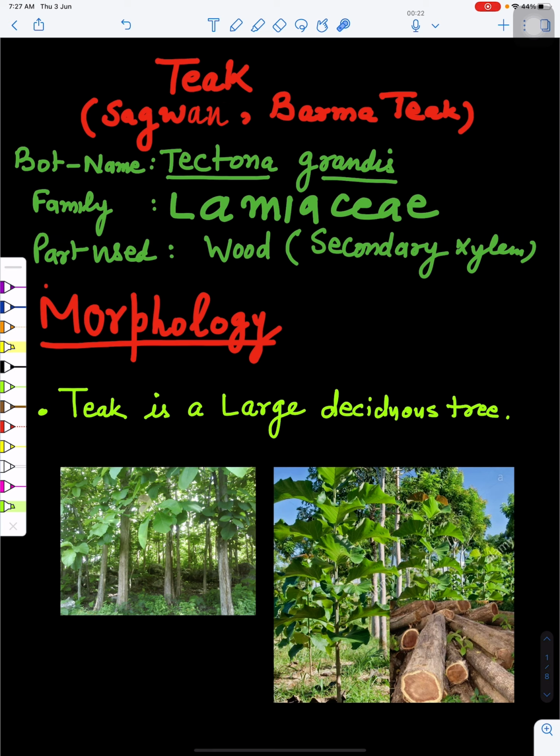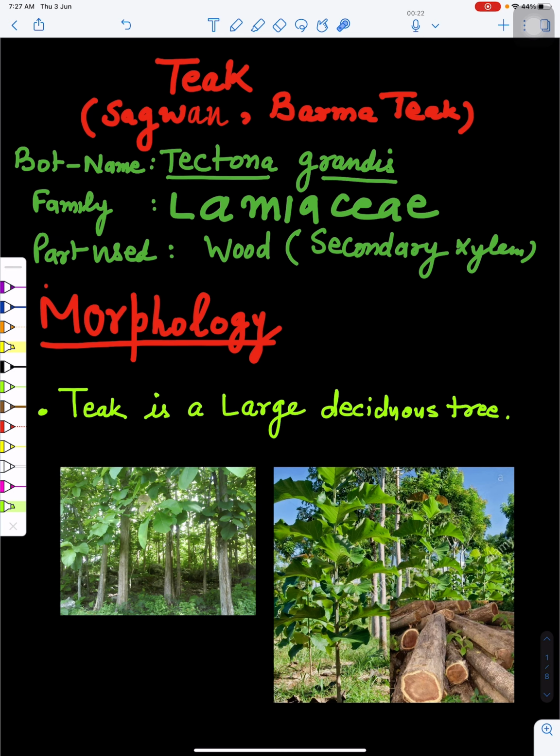Teak is also called Sagwan, Burma teak. Its botanical name is Tectona grandis. This belongs to family Lamiaceae, and its wood, also called secondary xylem, is economically important.